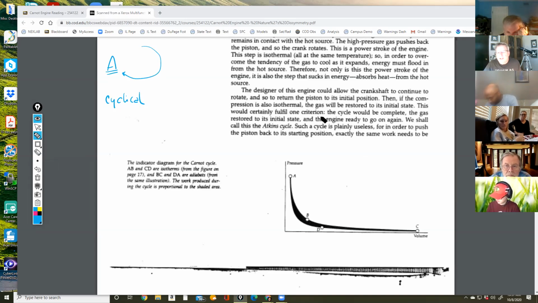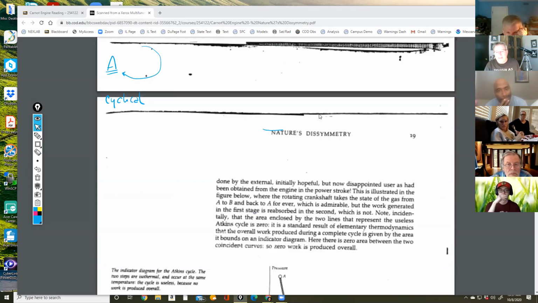This would certainly fulfill one criterion. The cycle would be complete. The gas returned to its initial state, and the engine's ready to go again. We shall call this the Atkins cycle. Such a cycle is plainly useless, for in order to push the piston back to its starting position, exactly the same work needs to be done by the external, initially hopeful but now disappointed user, as has been obtained from the engine in the power stroke. And I think this is how cars used to start. You turn the crank. And if you did that, you go back to the original thing, but the car wouldn't run. You had to get something going on there.